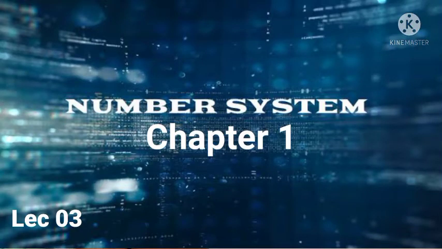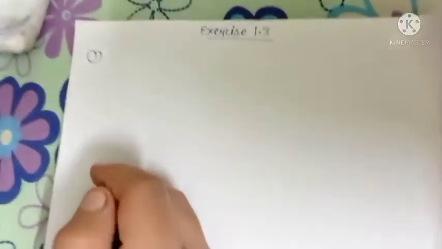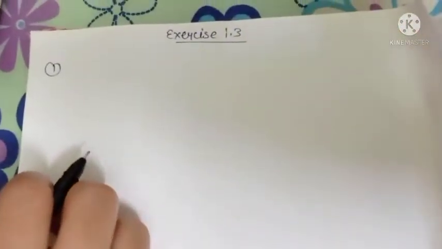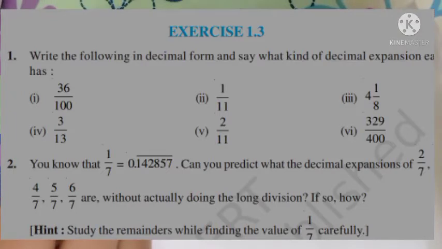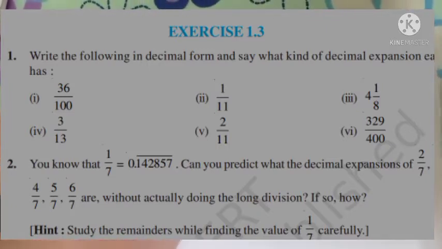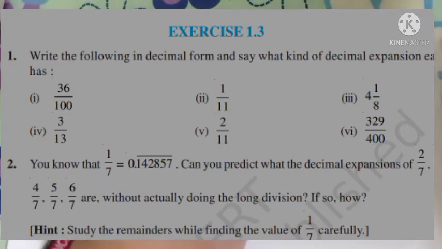Hello student, today we will do exercise 1.3 on the basis of decimal expansion. The first question of exercise 1.3 is: write the following in decimal form and say what kind of decimal expansion each has. The first question is 36 upon 100. How can we write 36 upon 100?